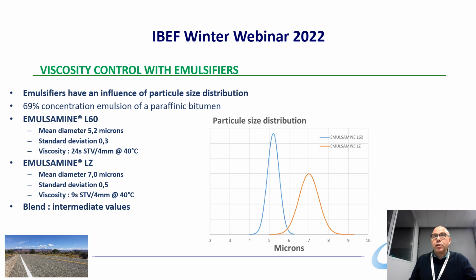A big challenge for surface dressing emulsion is the viscosity. It is possible to manage the viscosity with the emulsifiers. In this example, you can see the difference between two emulsifiers. The first one provides high viscosity when the second one provides low viscosity. In this case, we can explain the difference with the particle size distribution. A low mean diameter with a low standard deviation gives the higher viscosity. Blending the emulsifiers is a way to manage the viscosity.